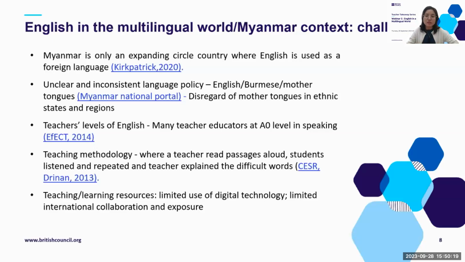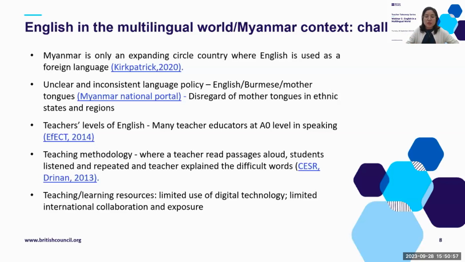So if we look at state schools, even at the teacher educator level, among those who have been training teachers, their level of English is at A0 in speaking, which means they can't properly speak in English, which is a very important skill. Things might have improved a little bit beyond 2014, but we know the disruptions that have been taking place. So we can guess what the situation might be like now, which might not be too far from that situation.